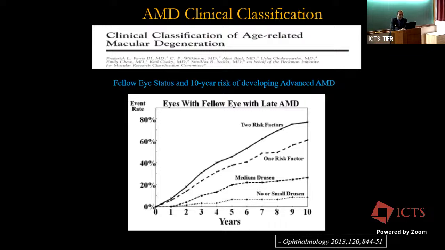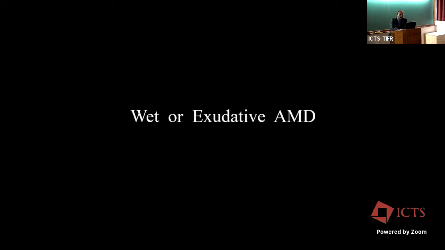So you see here, when one eye has advanced AMD and there are no or small drusens in the fellow eye, in 10 years the risk goes up to about 2 to 3%. When you have medium drusens, the risk of getting advanced AMD in this fellow eye goes up to 20%. When you have one risk factor, and there's a big bunch, I won't be going into that, the risk goes up to about 45%. And then when you have two risk factors, it goes up to about 80%. So that's how important this is.